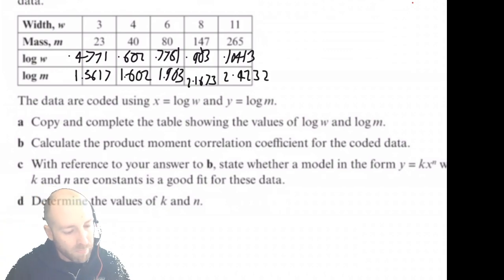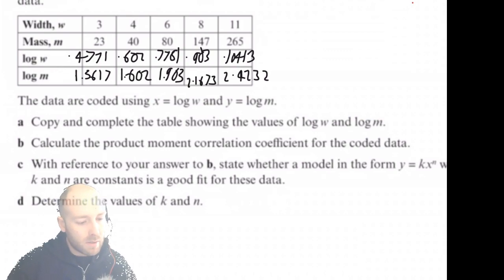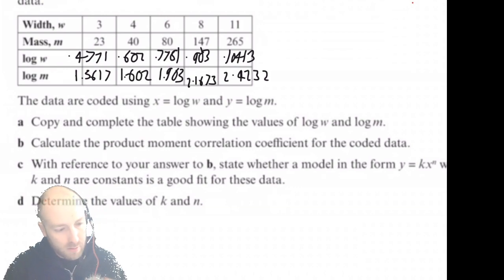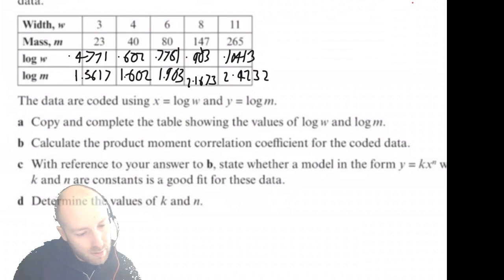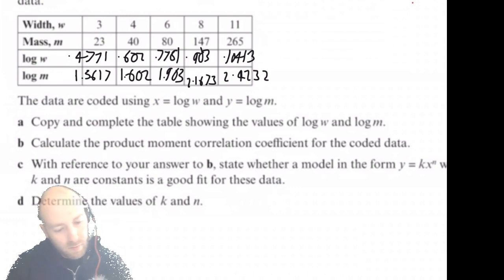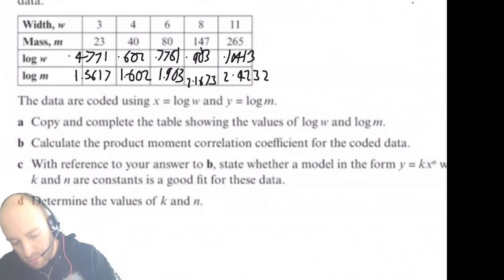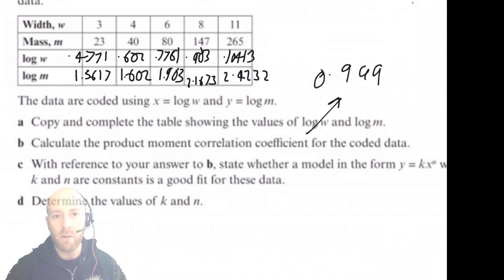I typed those in. If you go to calc, regression equation, find a plus bx. PMCC should come out as 0.9996, so very, very strong, almost perfect correlation.